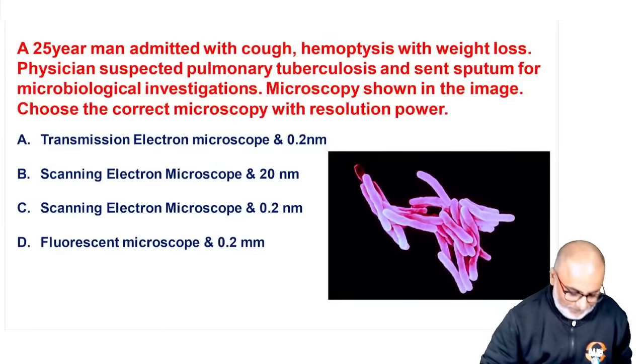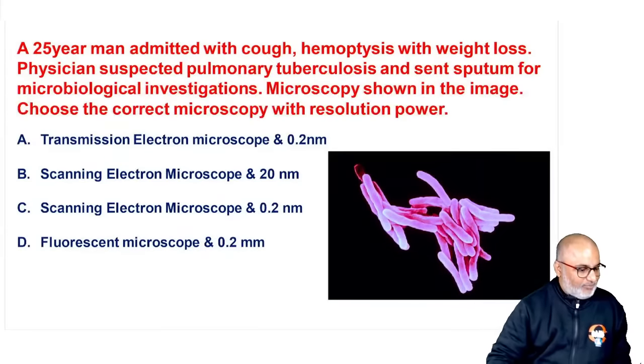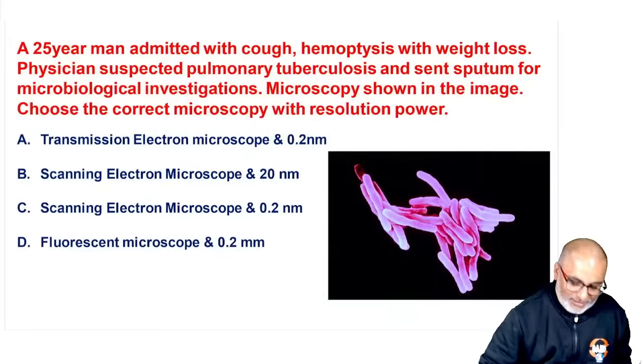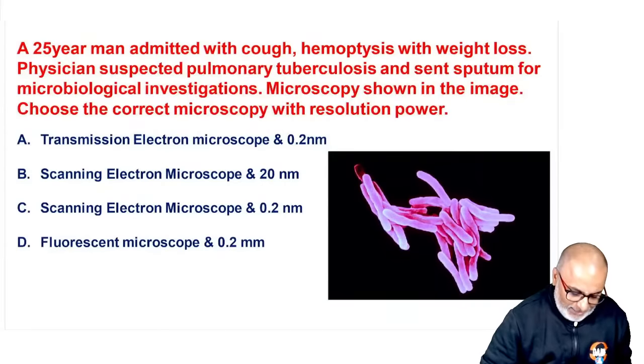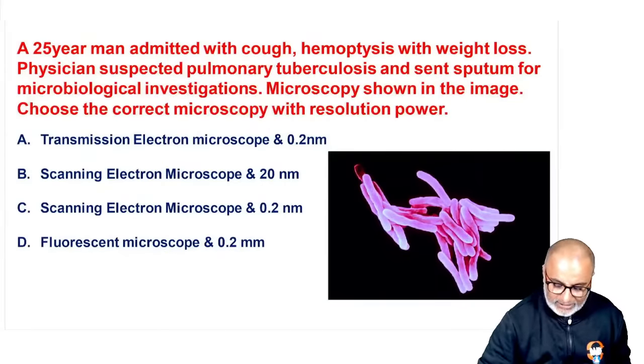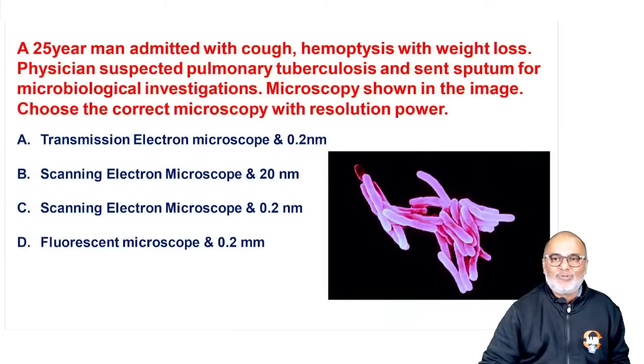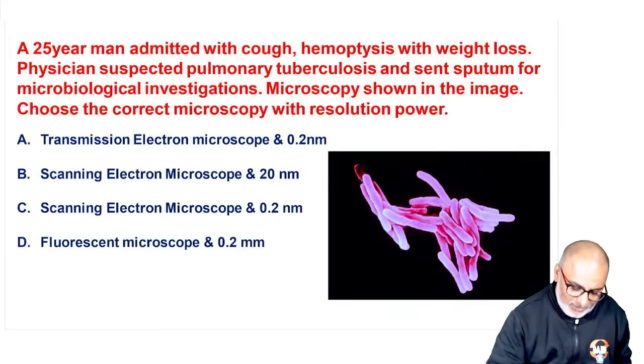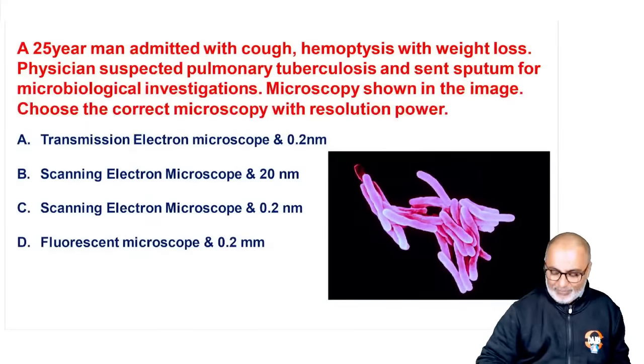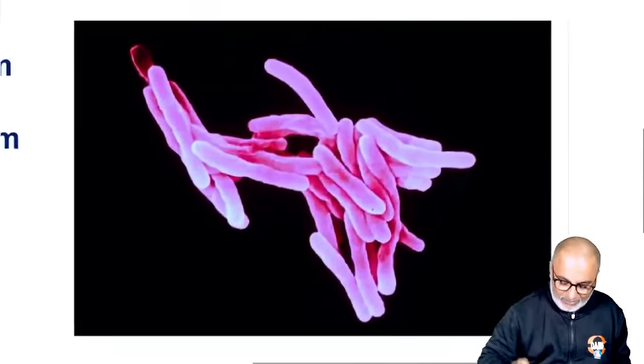First question. A 24-year-old man admitted with cough, hemoptysis with weight loss. Physician suspected pulmonary tuberculosis and sent sputum for microbiological investigation. Microscopy shown in the image. Choose the correct microscopy with the resolution power. That's all. So it's a case of tuberculosis they're suspecting. They sent the bacterial picture.